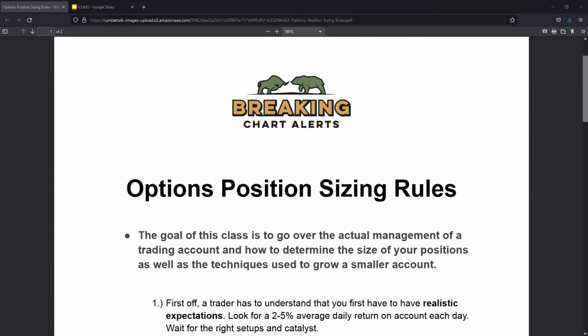And then what we're going to be doing is I made a nice Google slide over here that we're going to be going over and comparing to one of our first trade challenges, the things that we were doing on a consistent basis and following our position sizing here. Okay, so first off, guys, the main goal of this class is to go over the actual management of a trading account and how to determine the size of your positions, as well as the techniques used to grow a smaller account here. So without further ado, let's get started with the presentation here.